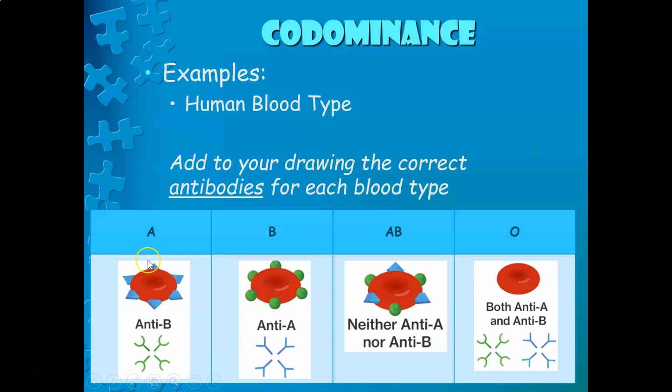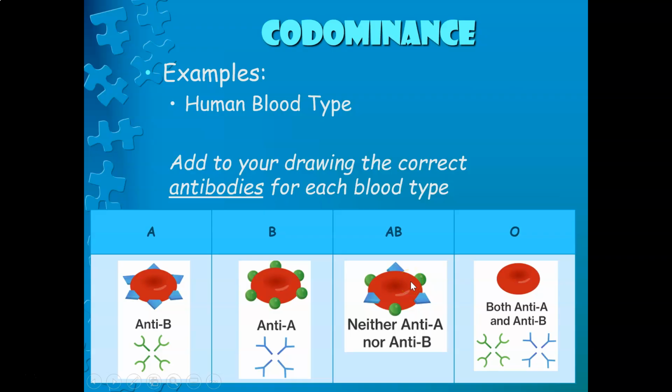So if I look at somebody who is type A, they've got those A antigens, and so their antibodies are anti-B. They are the opposite shape for the opposite antigen that my cells don't have. I go to type B, now I'm producing the B antigens on my blood cells, and so my body produces anti-A against that opposite antigen.